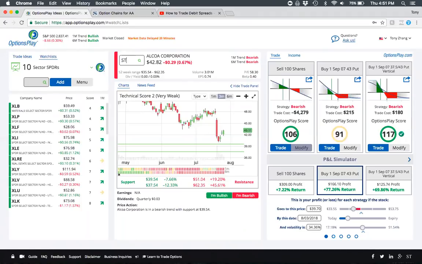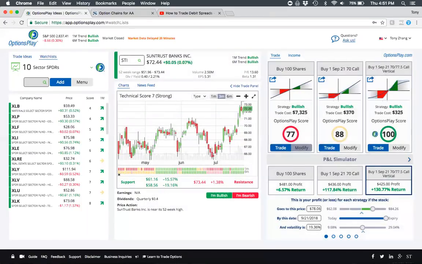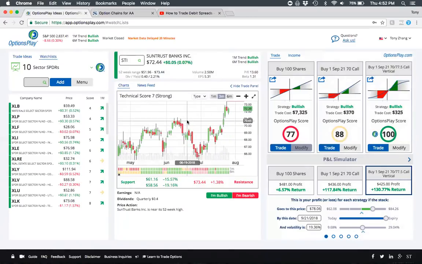Let's take a look at another example here. SunTrust Banks. This is one of the trade ideas that we provided today, actually. So I just want to utilize this as an example to show you why we picked this stock, right? So one of the reasons is we wanted to look at the financial sector. We always do a top-down approach here at Options Play. We want to look at what are the strong sectors and then try to find strong stocks for those strong sectors when we're looking for opportunities.